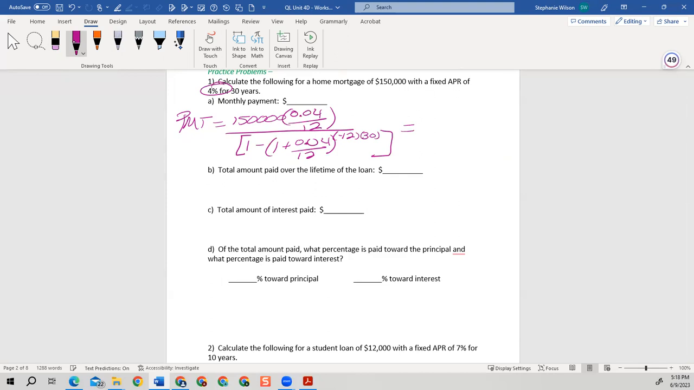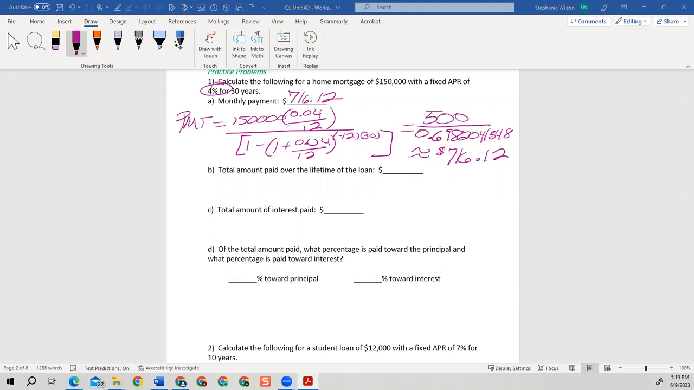And I'm going to go ahead and type it all in my calculator. If you want to pause it to check your work, I would. And this is what I'm getting before I convert it to a decimal. And now let's convert it to decimal, and I get, rounding, so the payment is $716.12. The next question says, what is the total amount paid over the lifetime?